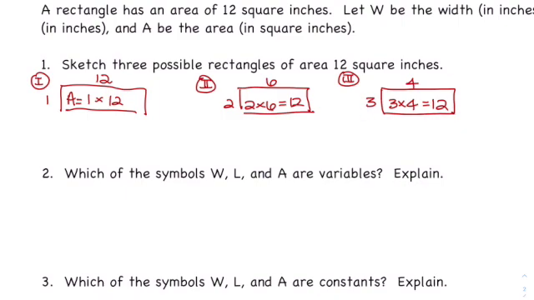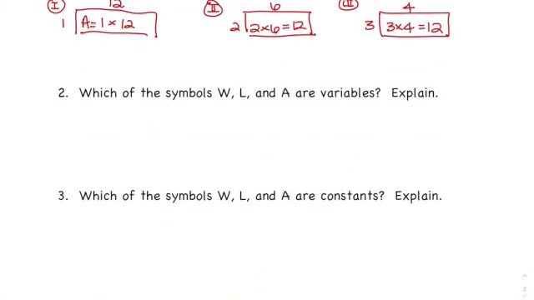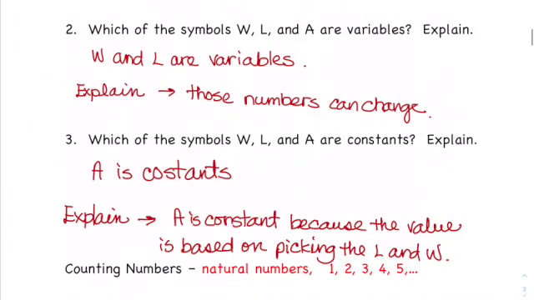Example number 2: which of the symbols W, L, and A are variables? Well, W and L are variables because those are the numbers you pick. And then once you pick W and L, your A is always going to be set as a constant. So we are going to write that down and jot down the information for 2 and 3. In example 2, W and L are variables. Explain: because those are the numbers that can change.